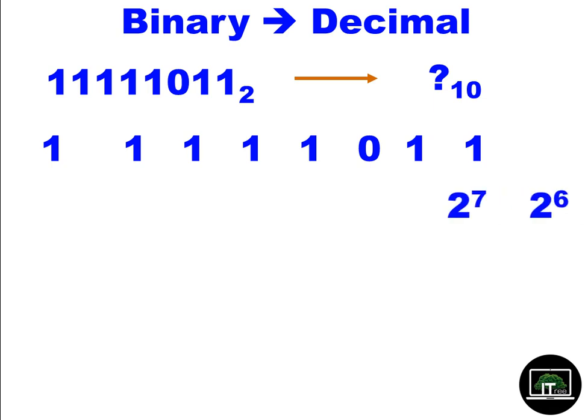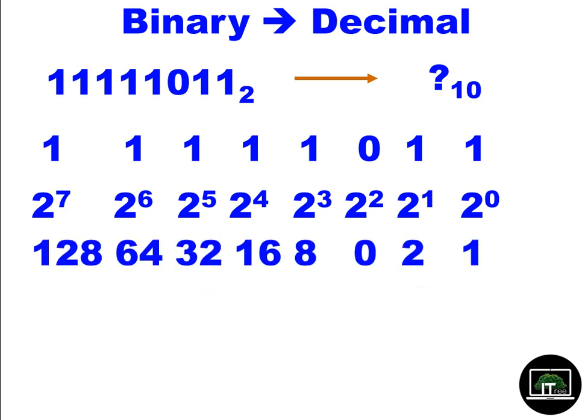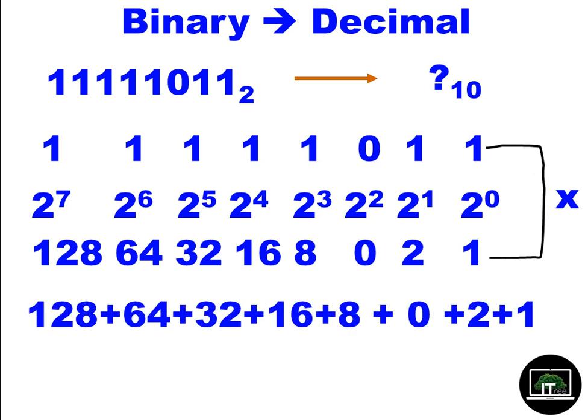Then you write the positional value of these digits. So the first position is 2 to the power 0, 2 to the power 1, 2 to the power 2. It goes something like that. Then you get the real value of these positions. So it is 1, 2, 4, 8, 16, and so on. Then you multiply these numbers by the positional value. Then you get something like this. Then you add these numbers together, you get something like this.